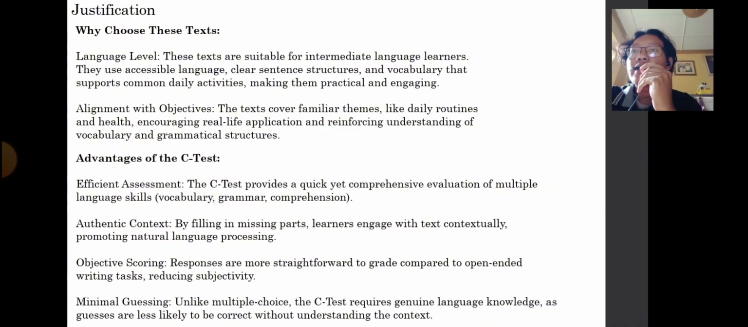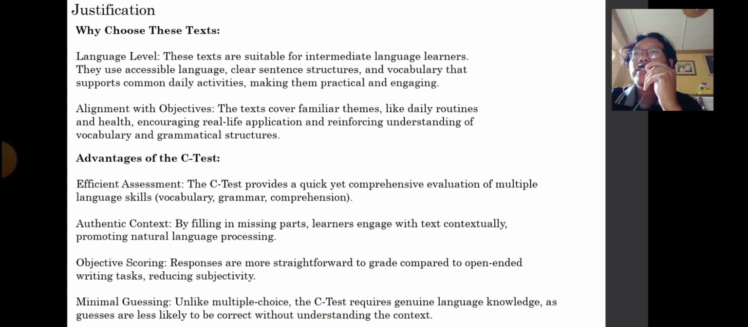And then next, these texts cover familiar themes like daily routines and health. This encourages learners to apply what they learn in real-life situations. Plus, these themes help reinforce vocabulary and grammar that are useful in everyday contexts. Okay, for the advantages of the C-test, the first is efficient assessment. The C-test is quick but thorough, covering multiple language skills, including vocabulary, grammar, and comprehension in a short time.